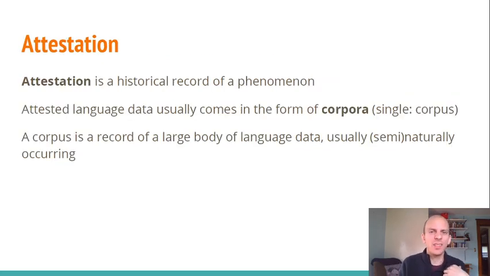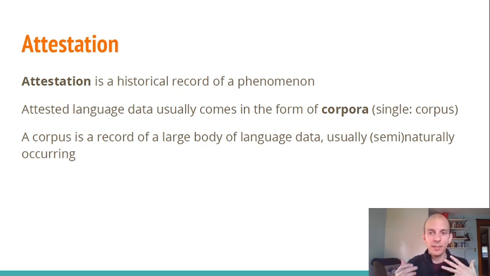So attestation is what we're going to start with. Attestation is a historical record of a phenomenon. We're looking back at past instances of language use and seeing if we can find an attested form or not. Usually what we're looking at when we're dealing with attestation is what we're going to call corpora, the plural of corpus. We're looking at a corpus, some collection, a body of data, to see if we can find a particular syntactic form.